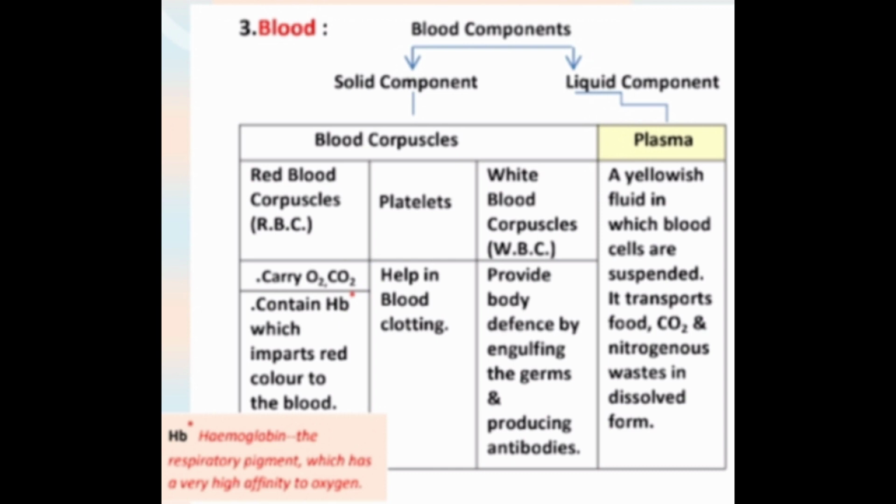White blood corpuscles provide body defense by engulfing the germs and producing antibodies. Plasma is a yellowish fluid in which blood cells are suspended. It transports food, CO2 and nitrogenous waste in dissolved form. HB, hemoglobin, is the respiratory pigment which has a very high affinity to oxygen. It means it bonds oxygen from the lungs and carries it to different parts.